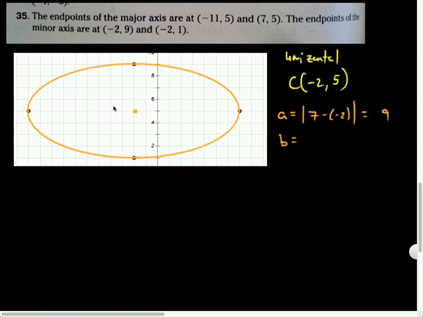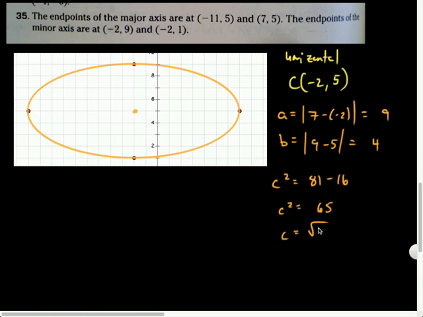b is going to be the distance this way. Now I've got a nice graph, so I can just count it, but let's also compare it. Compare this to this. Find the distance: 9 minus 5, which is 4. So there's the value of b. Now I can find the value of c. c squared is going to equal 81 minus 16, a squared minus b squared. So c squared is equal to 65.